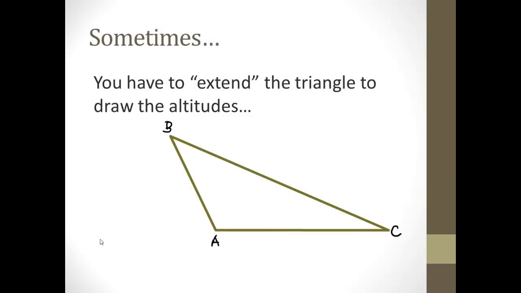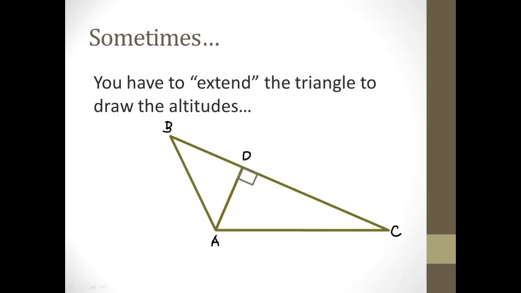Okay, now this is what I was talking about before. Sometimes you have to extend the triangle to draw the altitudes. So we have our first one, which is really easy to see. We've got from angle A to this side BC, it's perpendicular. So segment AD is perpendicular to segment BC. That's one of the altitudes.